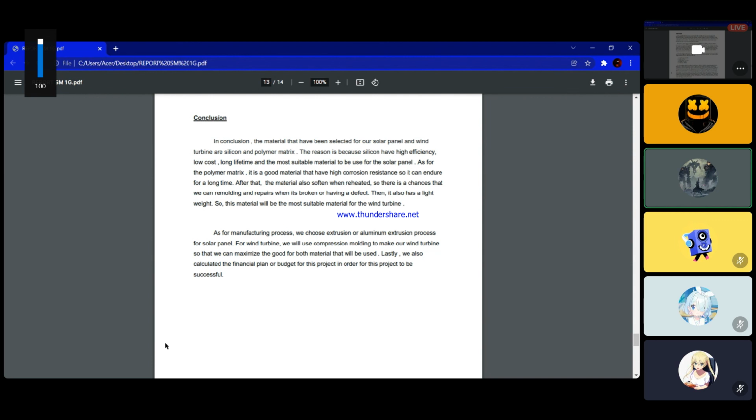Lastly, we also calculated the financial plan or budget for this project in order for this project to be successful.